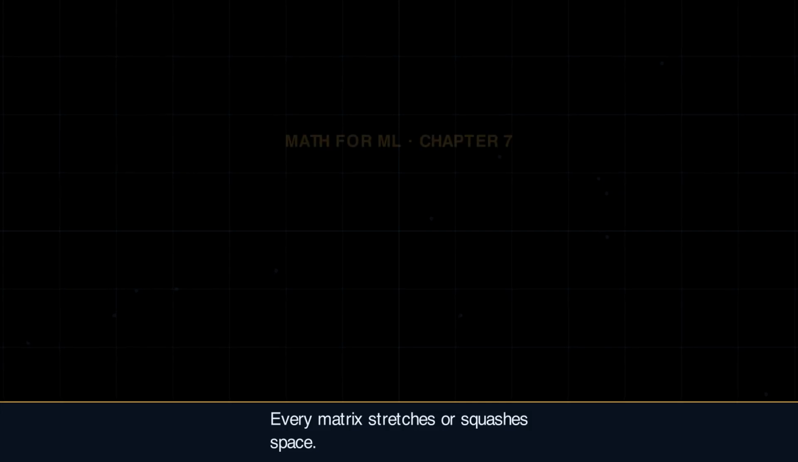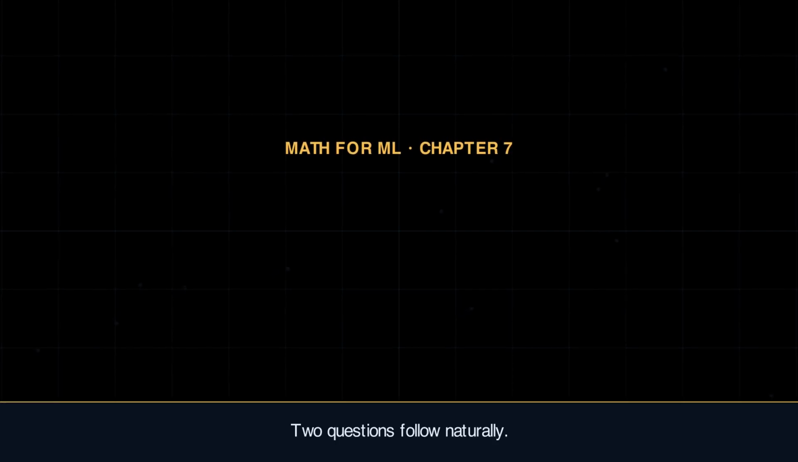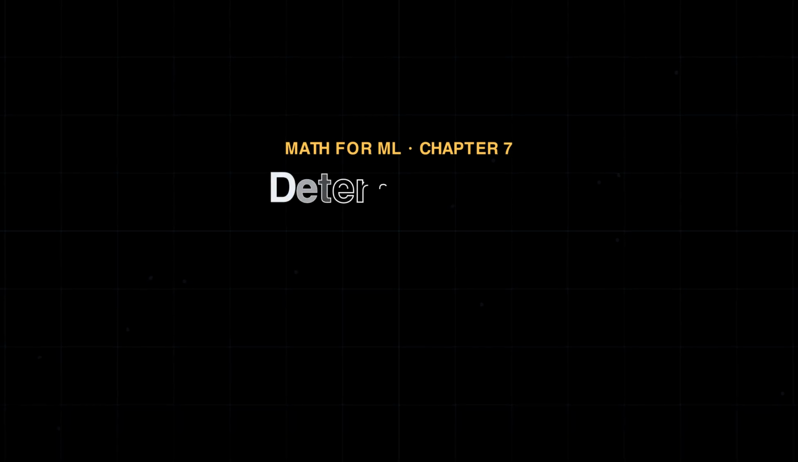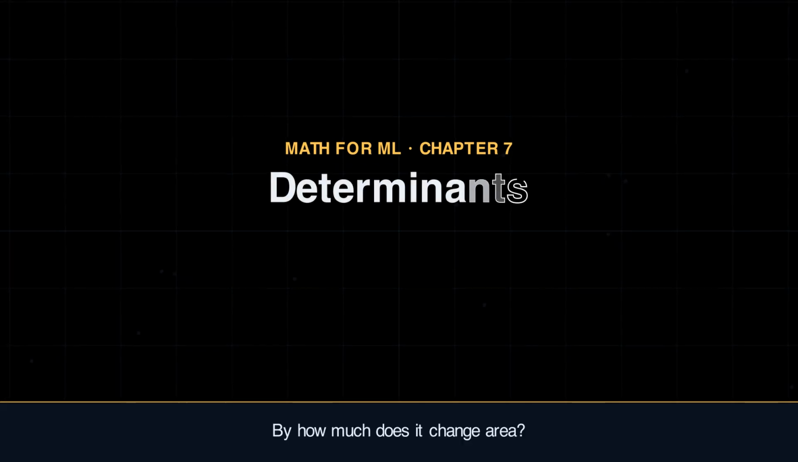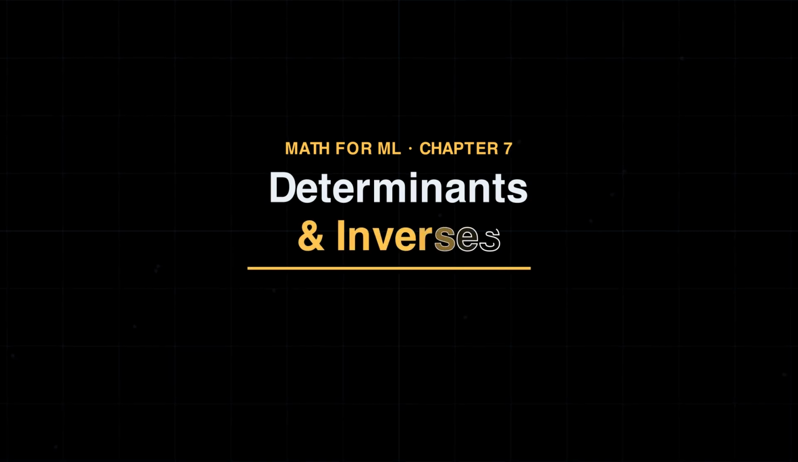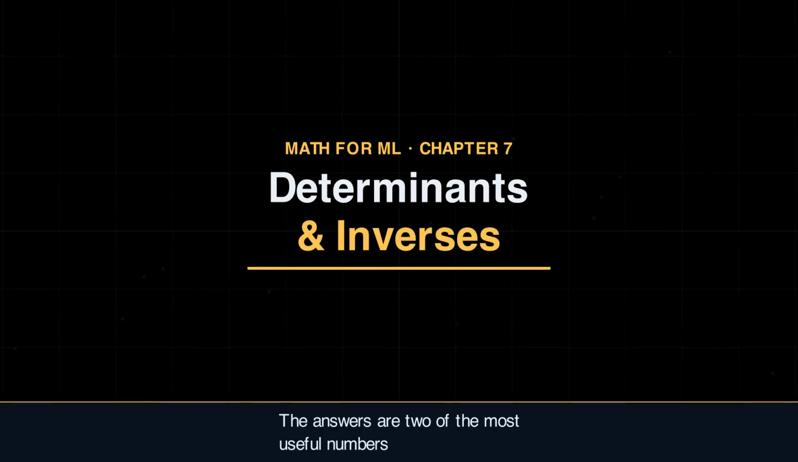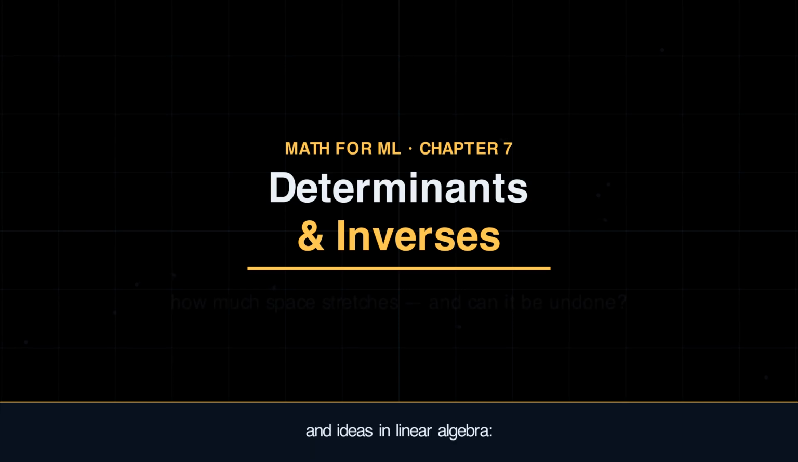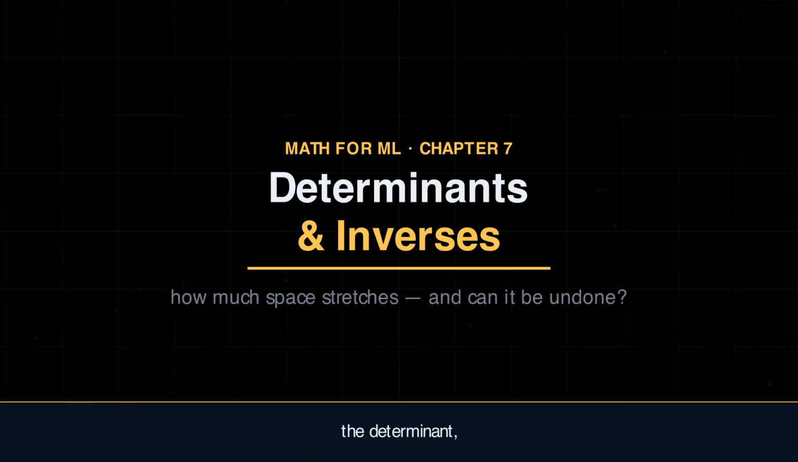Every matrix stretches or squashes space. Two questions follow naturally. By how much does it change area, and can the transformation be reversed? The answers are two of the most useful numbers and ideas in linear algebra, the determinant and the inverse.